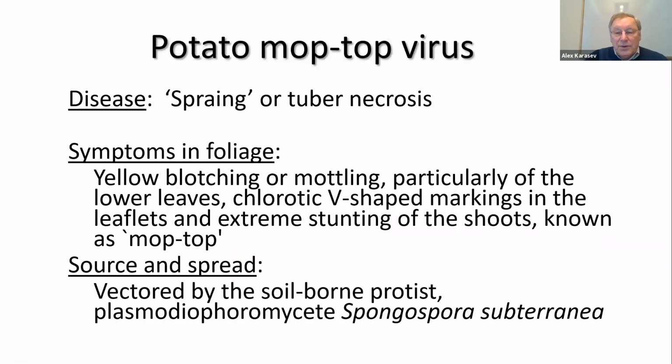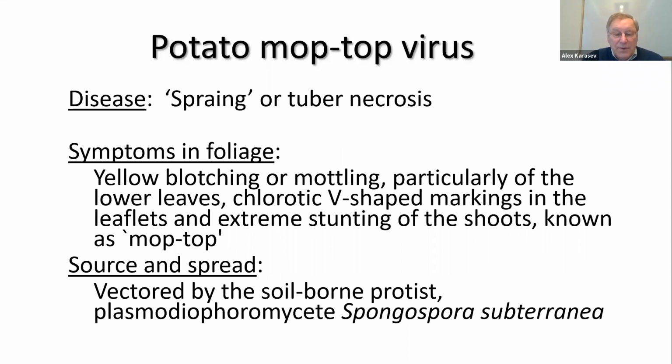The second virus associated with tuber necrotic reactions is potato mop-top virus. This virus induces a disease that is called spraing in Britain and in Europe, or is called tuber necrosis in the US and North America. In foliage, this virus may induce yellow blotching or mottling, particularly of lower leaves, and very unusual chlorotic V-shaped markings in the leaflet. It may also induce extreme stunting of the shoots, and that's what gave the name of this virus, mop-top.